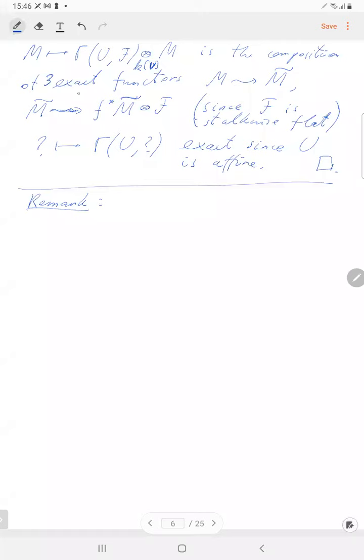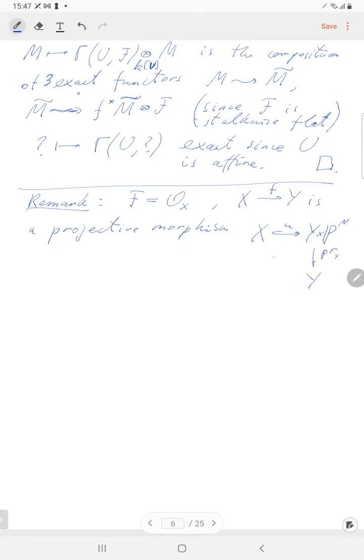Maybe let me make a remark that, for example, if F is the structure sheaf of X, and f: X to Y is a projective morphism, so recall it means that X is embedded into Y times some big ambient projective space and then projected to Y, and this composition is just called f.